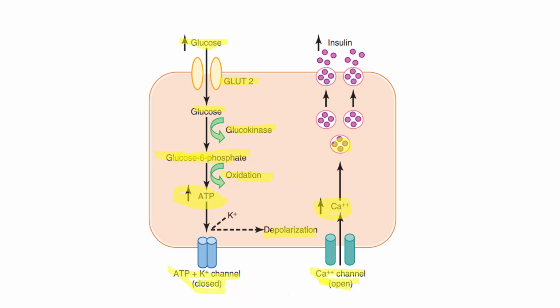The next step is the stimulation of these insulin containing vesicles to move and to fuse with the cell membrane, and then insulin is secreted into the extracellular fluid and then into the blood stream by the process of exocytosis. So this process shows how blood glucose levels are directly linked to insulin secretion, with ATP and ion channels acting as cell mediators.